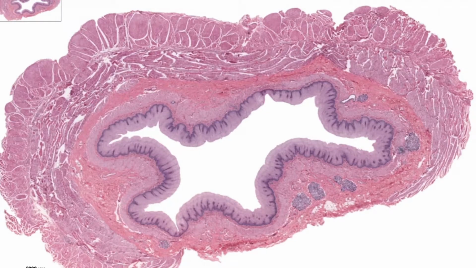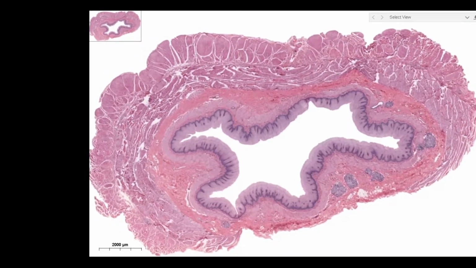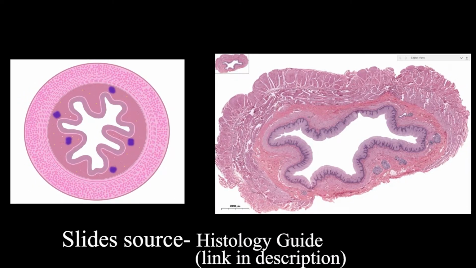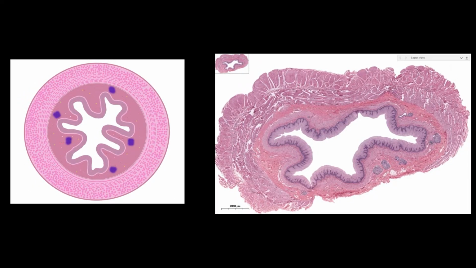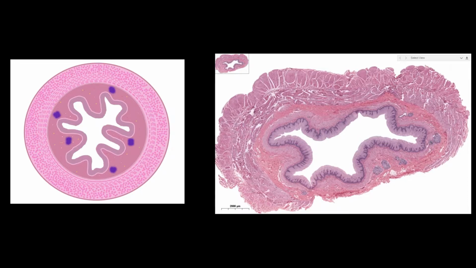This is an actual slide of a transverse section through the esophagus, and we will also be looking at a simpler diagram side by side for better understanding. The innermost layer is the mucosa, which is concerned mainly with absorption and secretion, and so has lots of glands, which we will discuss in the upcoming video. The mucosa has modifications throughout the GI tract, which have been discussed later in this video.